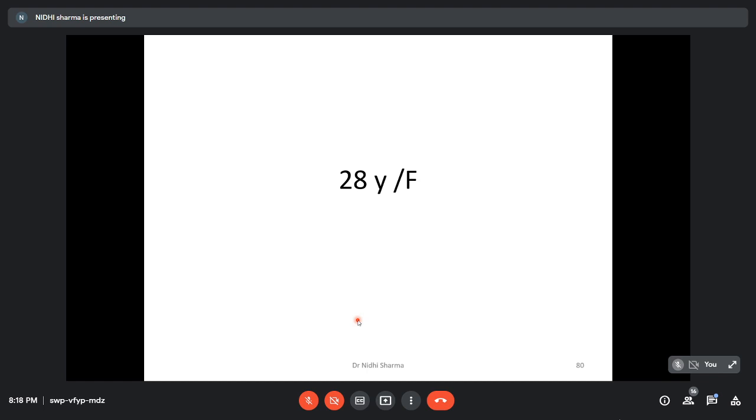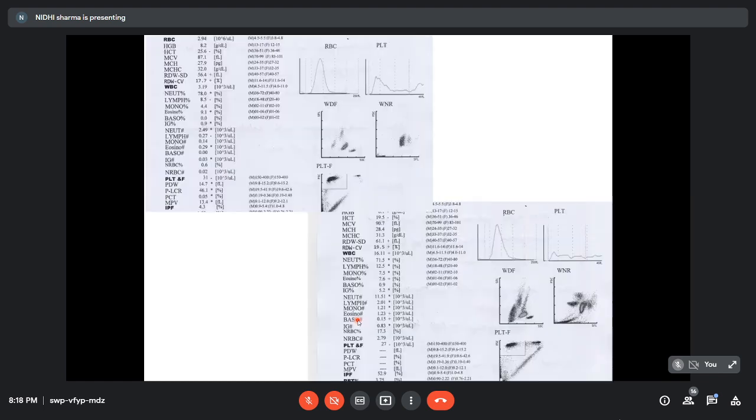She's a 28-year-old female, and there are two patients, both almost of the same age, with a low platelet count, one having 31,000 and one having 27,000. Let's look at their platelet graphs: almost the same kind of picture, showing so many peaks and failing to touch the baseline on the y-axis in both cases. Now let's look at the platelet F here and the platelet F here.